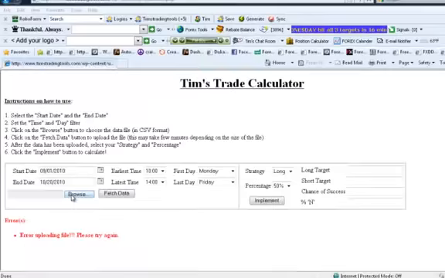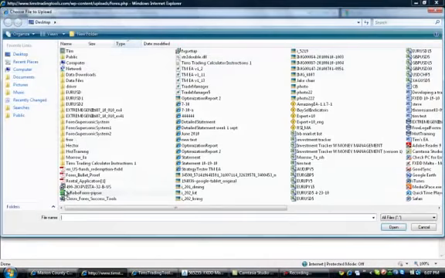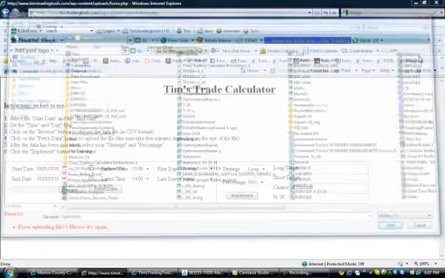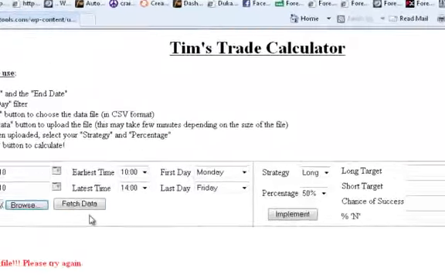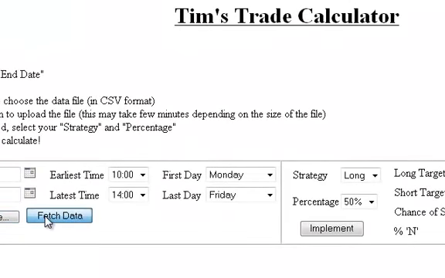And I'm going to check my downloaded file that I've already gotten from my platform. I'm going to get the GU pair, the 5-minute time frame, and hit fetch data. We're going to look and see what it tells us to do to shoot for a long and short target, what our averages are, and our chance of success.